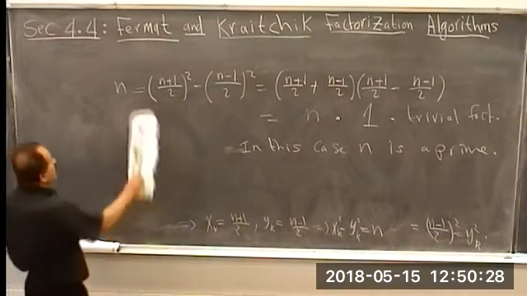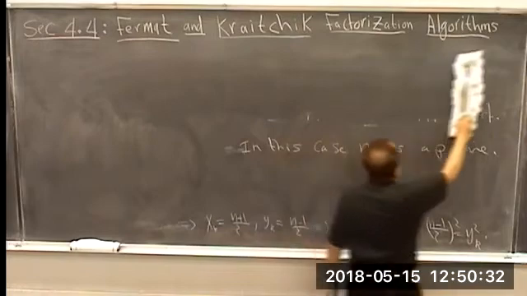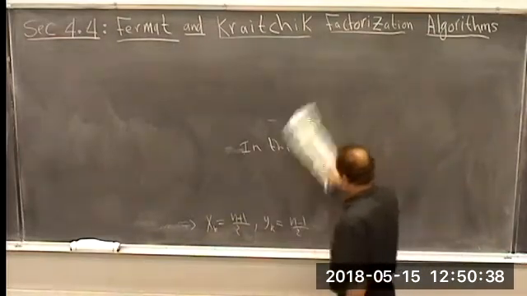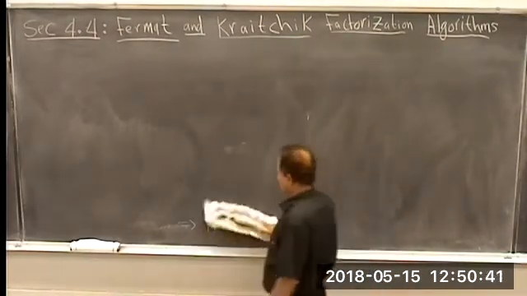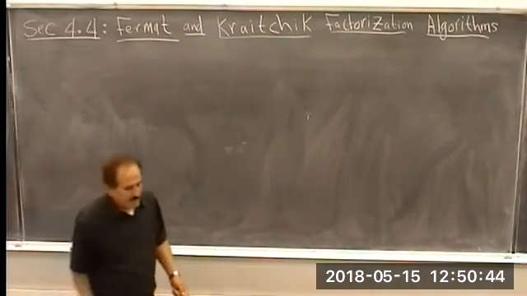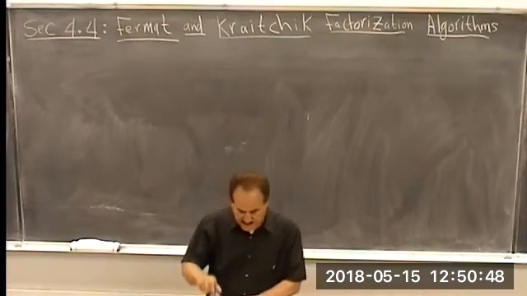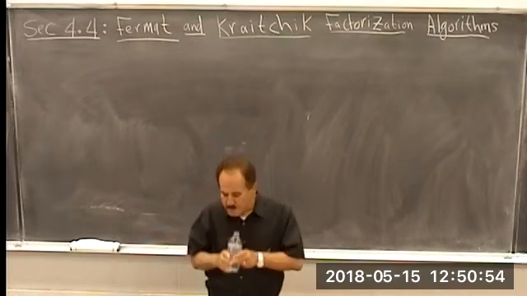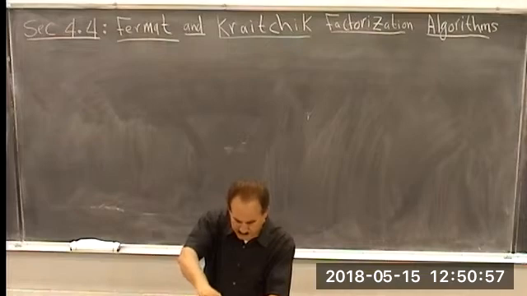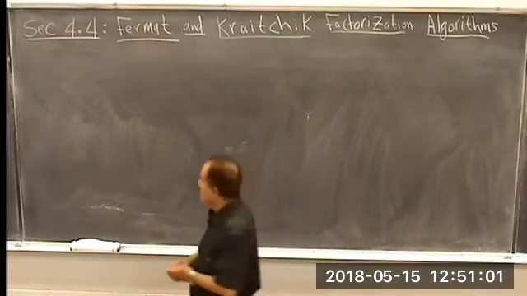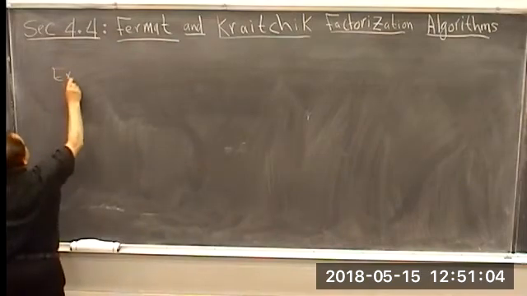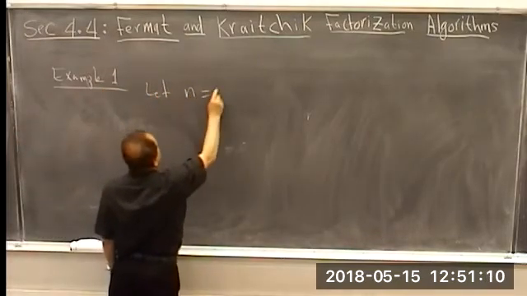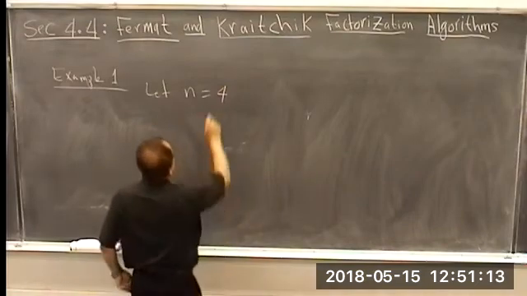Let's look at an example to illustrate both possibilities, when we get a prime and when we have a proper factorization. So the first example I want to look at is n equal to 4,800.